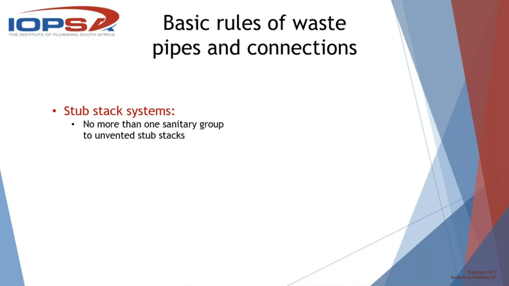So in a system like that, what are we allowed to do in terms of connecting waste pipes to a stub stack? Well, if you have an unvented stub stack, let me just grab my little laser pointer. In unvented stub stacks, no more than one sanitary group may be connected. That's one bathroom. A sanitary group is a group of sanitary ware, in other words, a toilet, basin, bath, shower.